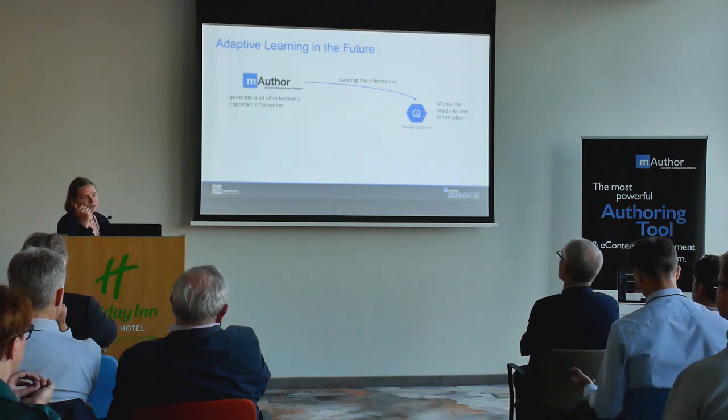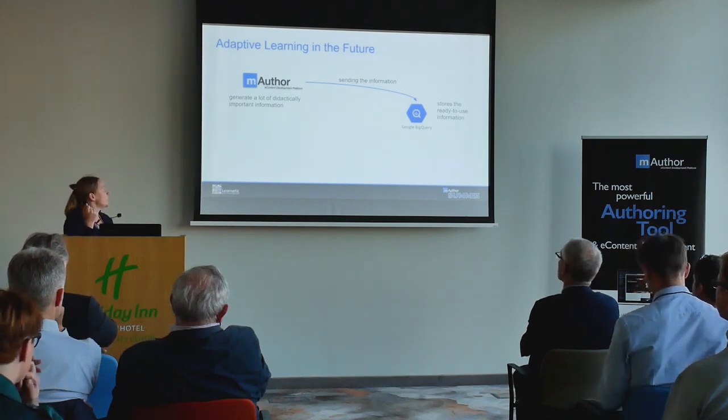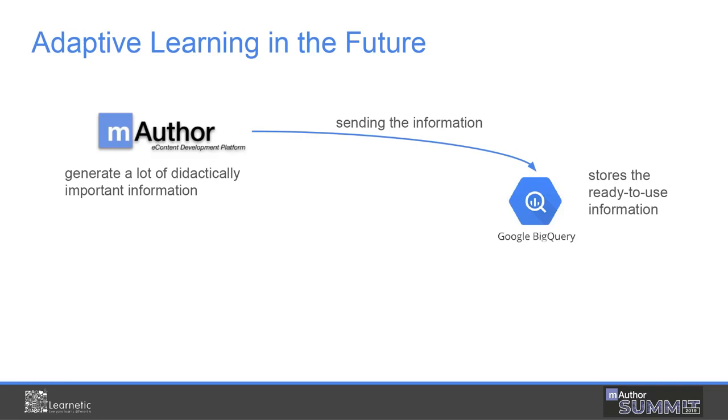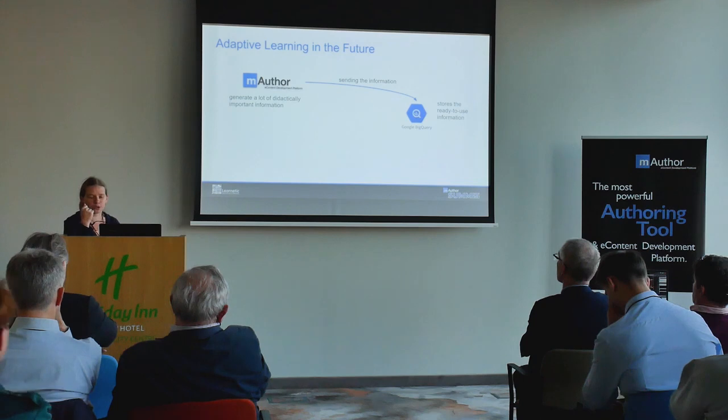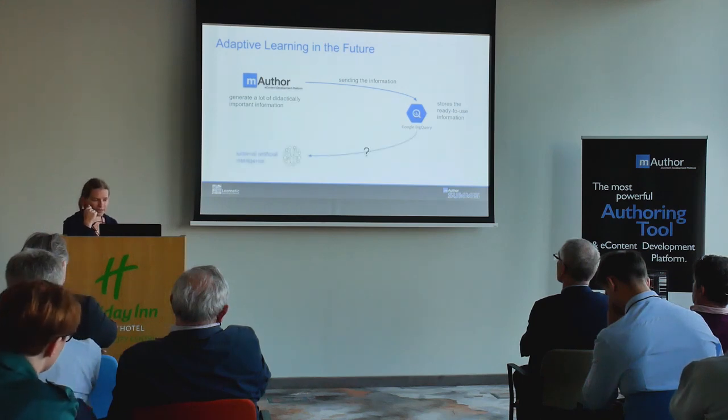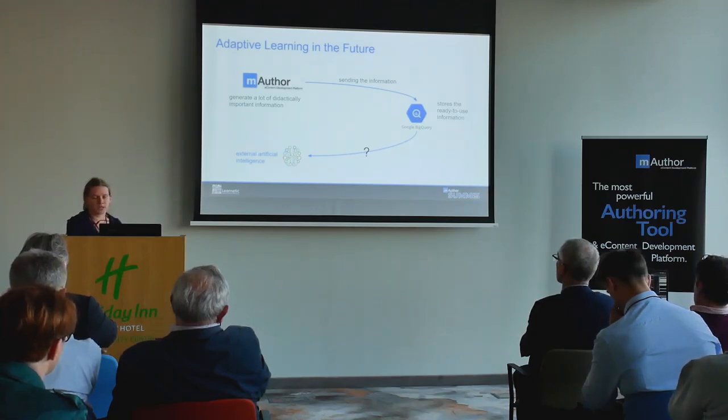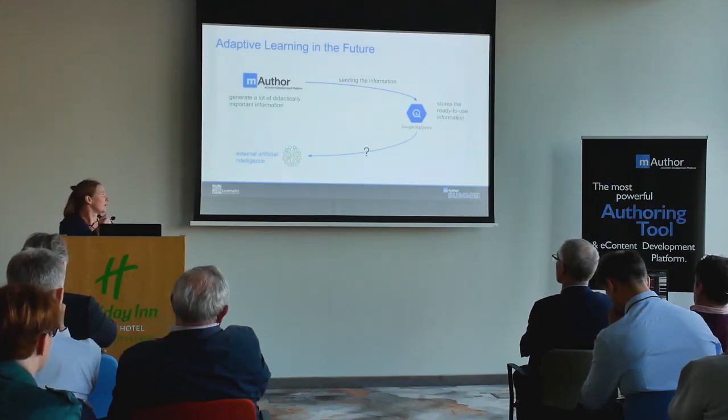mAuthor generates a lot of critically important information, and this information is sent to BigQuery and stored there. So in the future it will be possible to use it with external artificial intelligence to build adaptivity using this artificial intelligence. So this is the next step which will be made.